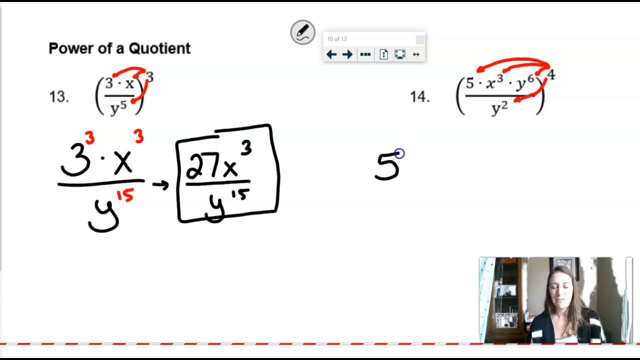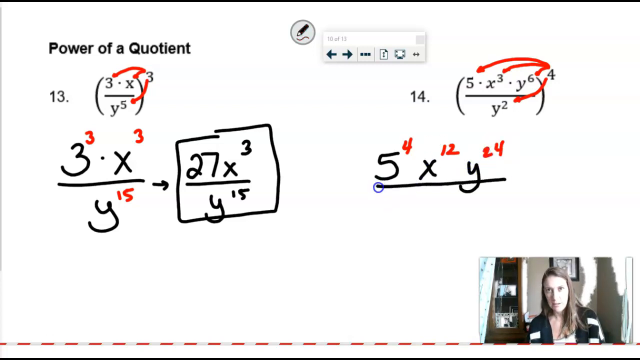All right, same idea. So now we've got 5 to the 4th power. Ooh, I gotta think about that one. All right, and then we've got x to the power to a power. We're supposed to multiply those together. So that's now x to the 12th. And then y to the 24th. And this is what you guys were all trying to warn me about out there. I also have a y to the 8th on the denominator.